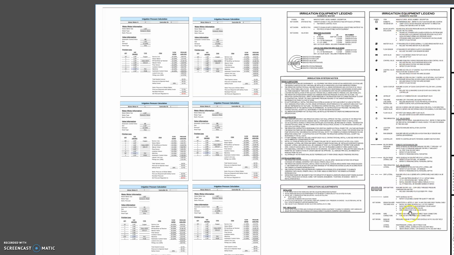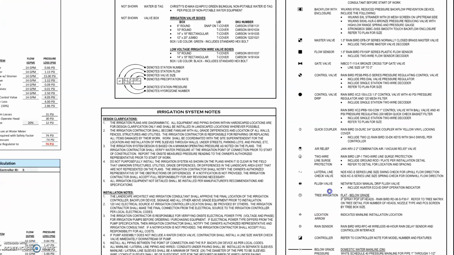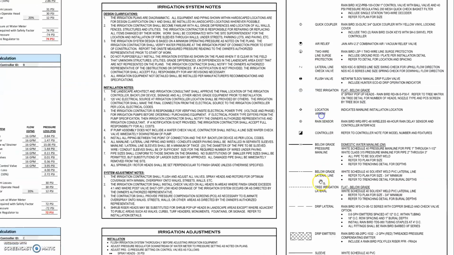So we have an equipment legend over here. And so when we zoom in on this, you'll see we call out what each symbol is, what that symbol item is. So we know that this is a domestic water meter, and then what the manufacturer, model number and description is. So on this master valve, we have the symbol, what it is, master valve, and then that it's a 1.5" Rainbird EFB brass valve. And then we list all the different equipment.